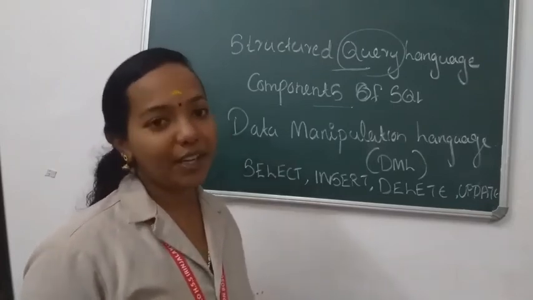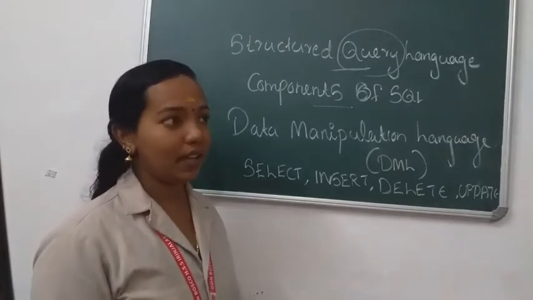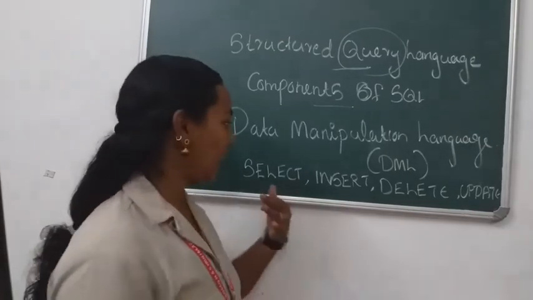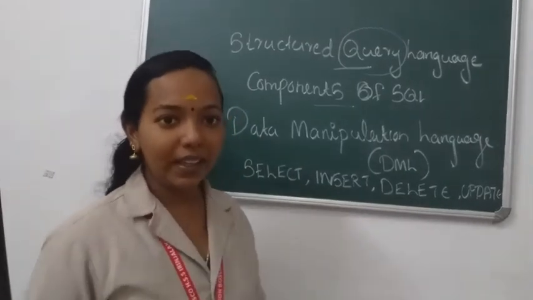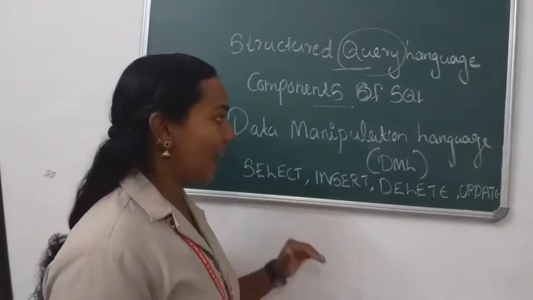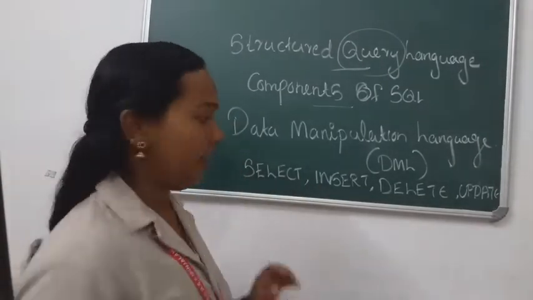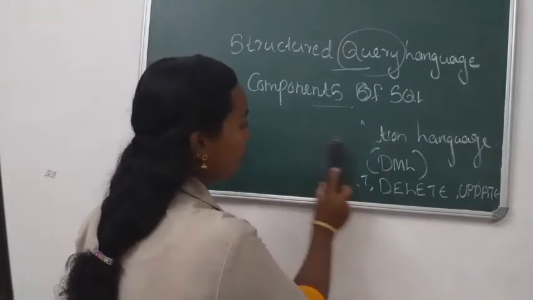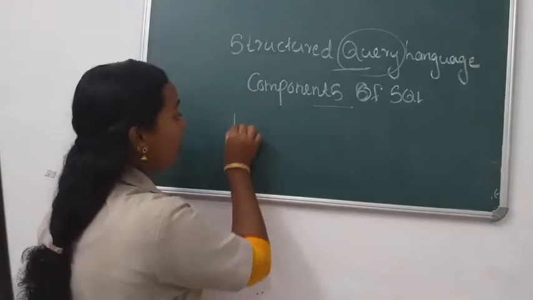Data manipulation: we can manipulate data present in a table. So that is data manipulation language. Select, insert, delete, and update. Clear? So these are the second component of SQL, data manipulation language. Short form is DML. Then one more is data control language.